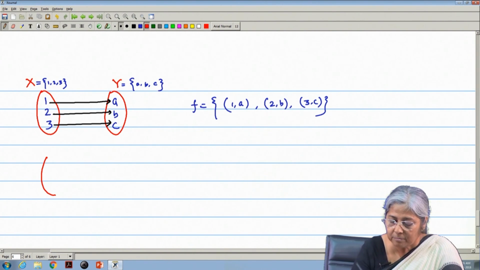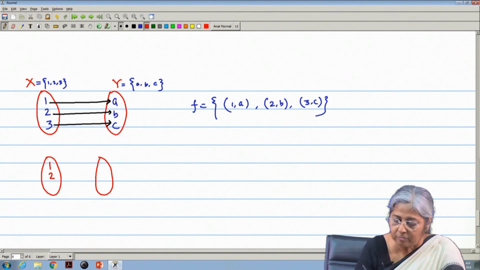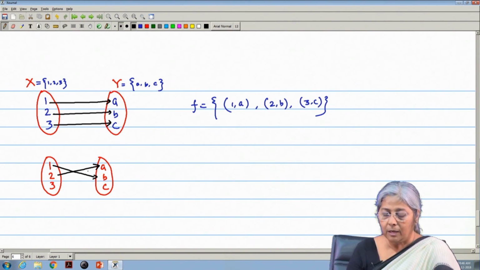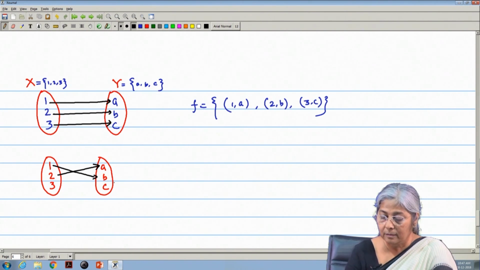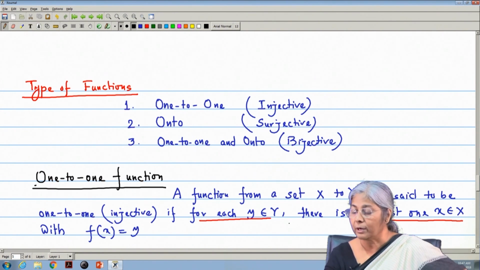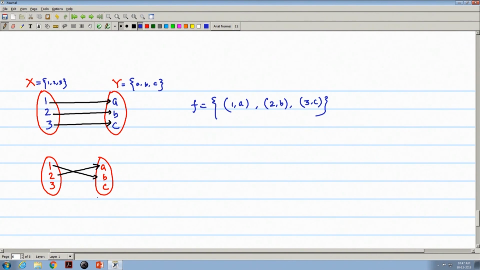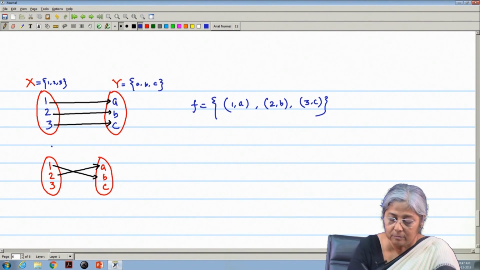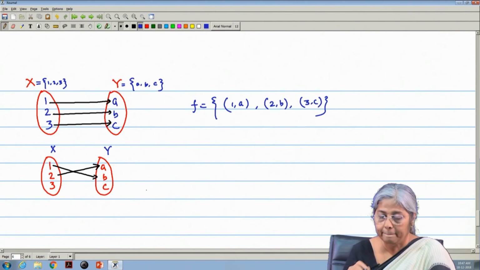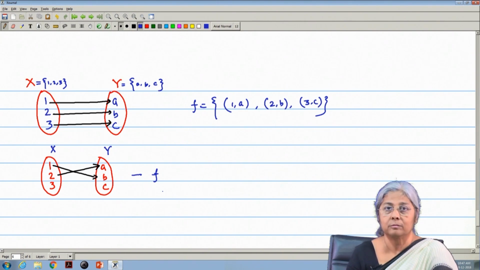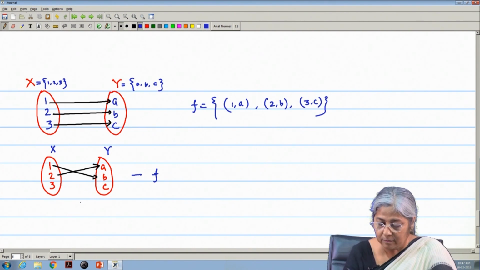So, if I take the same example, say I have 1, 2, 3, I have a, b, c, then say 1 is connected to b, 2 is connected to a, and say c is not connected. Then also it is one-to-one, because if we see the definition, for each y there is at most one x. Okay. So, here c is not assigned any value. So this is a function. C is not connected or assigned.